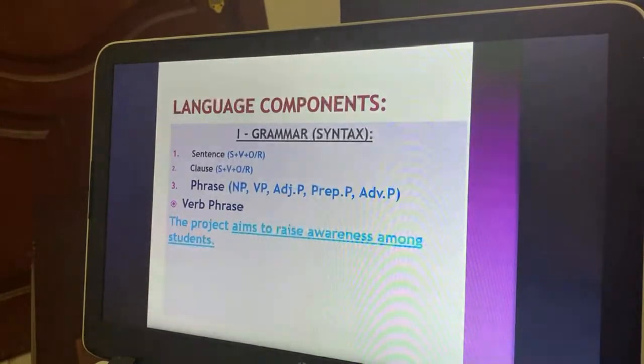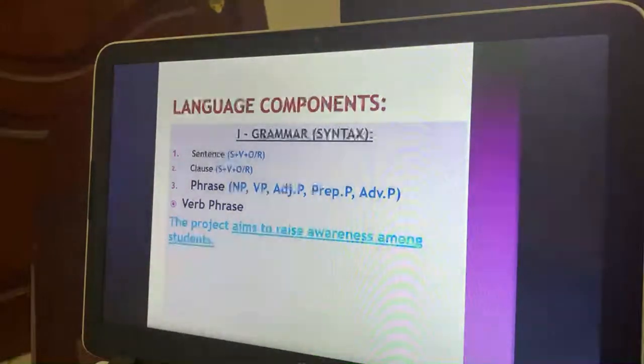The project aims to raise awareness among students. Now, aims to raise awareness means يهدف إلى أن ينشر الوعي بين الطلبة. إذن يهدف إلى أن ينشر الوعي بين الطلبة. هذا المشروع. So when we translate it, of course, we bring the verb before the subject. يهدف هذا المشروع أو المشروع إلى نشر الوعي بين الطلبة.